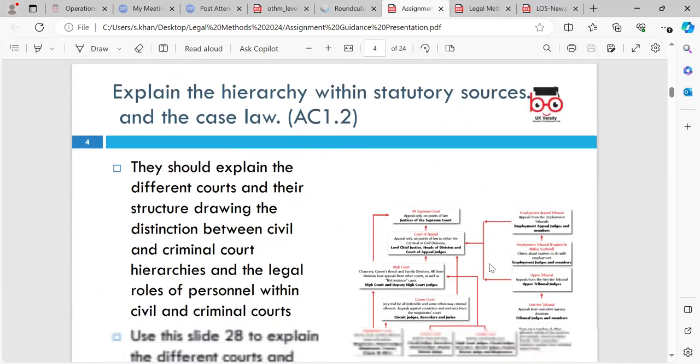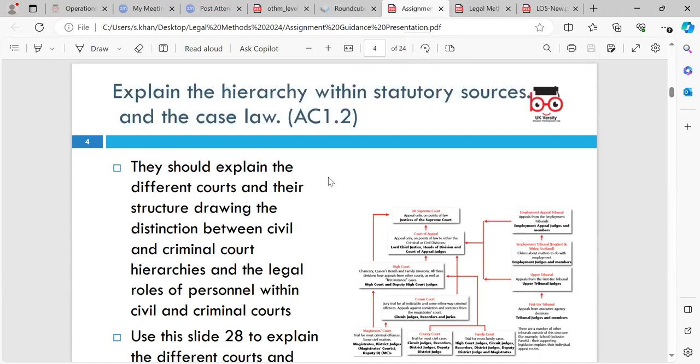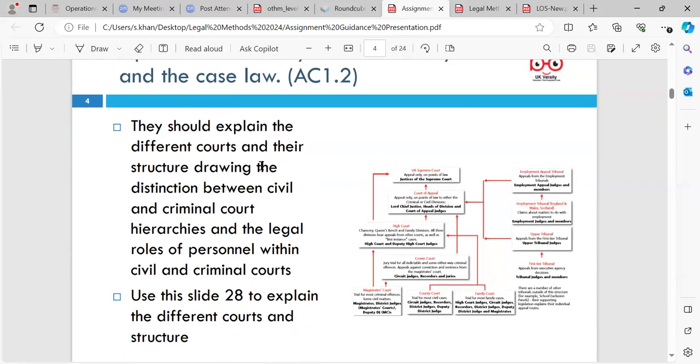Then the next element, you need to look at explaining, so you would have this as a heading. Do you understand? Yeah? Do you both understand that? Make sure you're clear with your headings, yeah? So explain the hierarchy, with statutory sources and the case law, and that's AC 1.2.